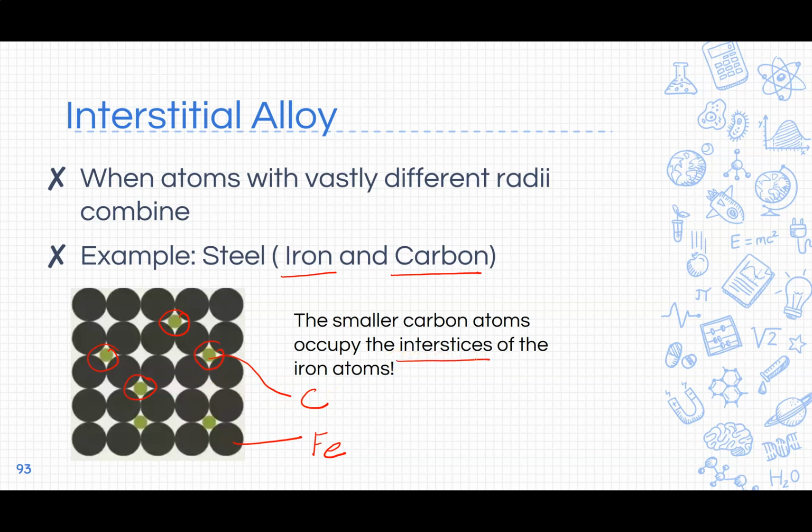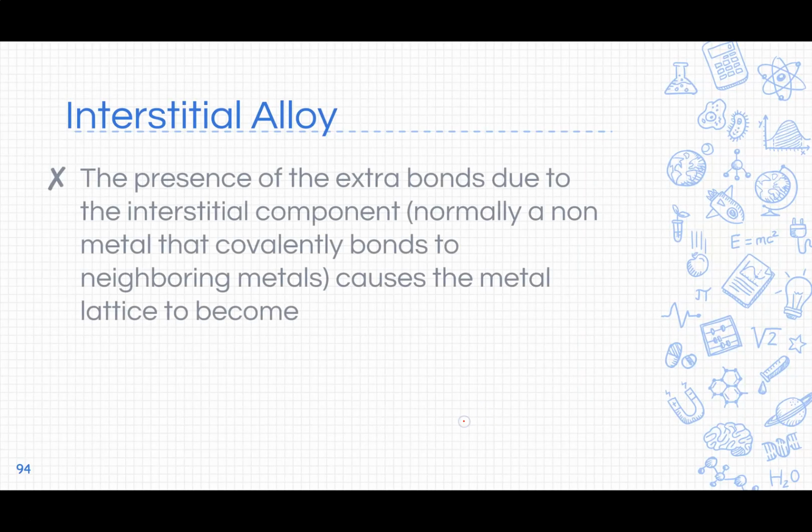I'm not sure how to say that word. But it basically slides into these holes between the iron atoms. And this is how the alloy is created. Because the carbon and the iron have very different radii, the carbon is much smaller, we get an interstitial alloy. Okay, an interstitial alloy means that there are a ton of extra bonds.